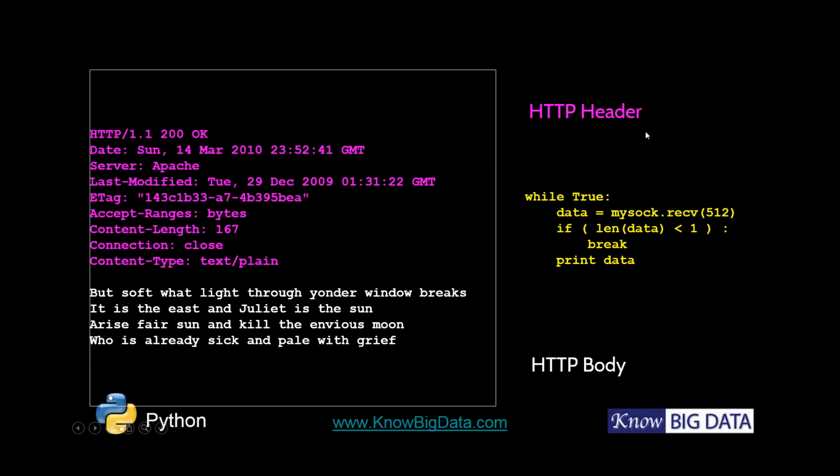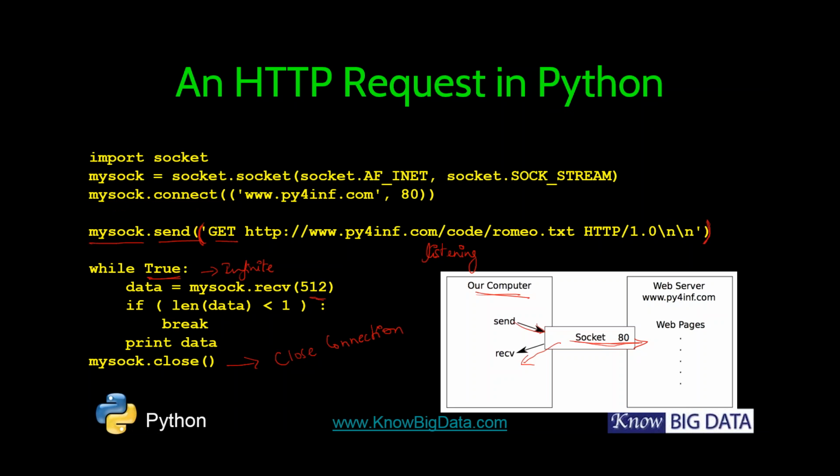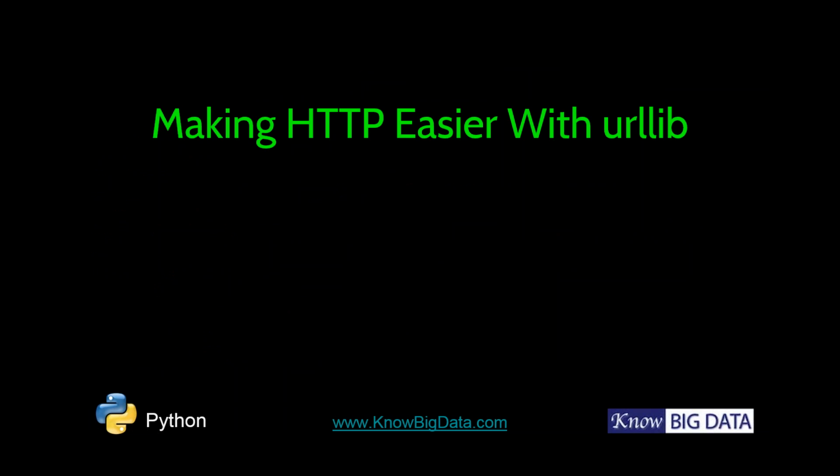Okay, great. So you see how we make a socket and do the send and receive. Now let's try to make it a bit easier. There's a library called urllib, which I have not installed. I would suggest you install this on your system and try to run the program which we have on these slides.